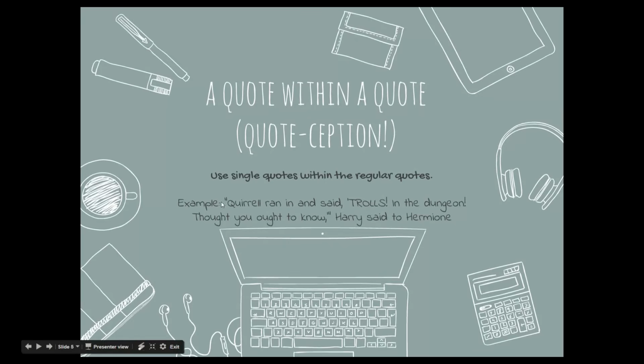So here we can see that before Quirrell and after know, we have regular old quotation marks because it's what Harry said. But Harry is quoting what someone else said, so there's a quote within the quote. So here, before trolls and after know, there are single quotes. So we use regular quotes around the dialogue and then single quotes around the quotes within the quotes, which sounds really confusing but makes sense when you look at the example.